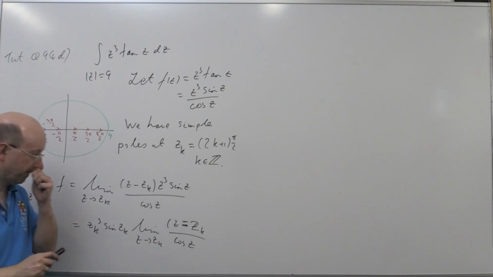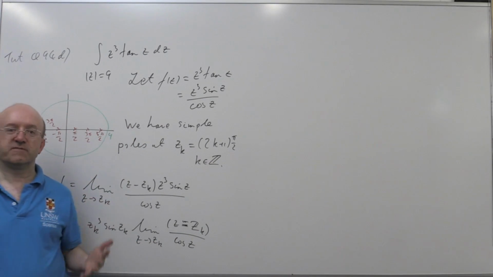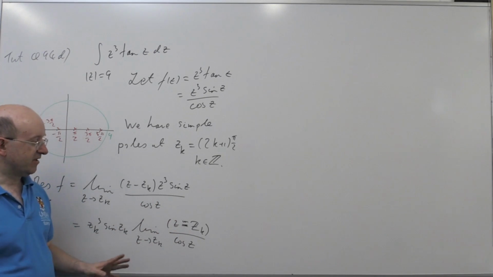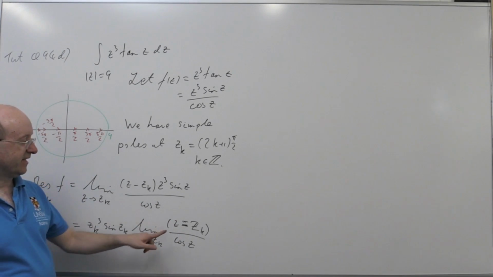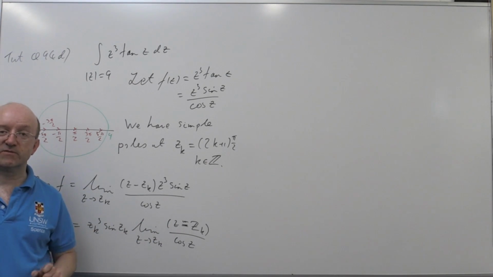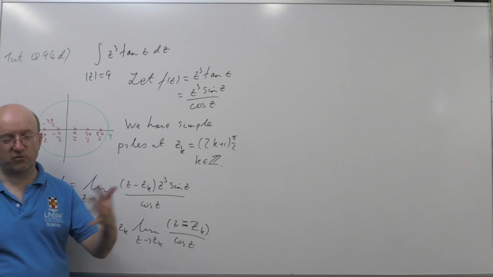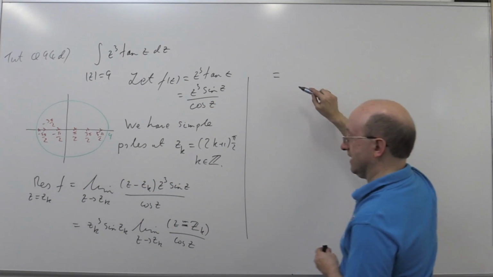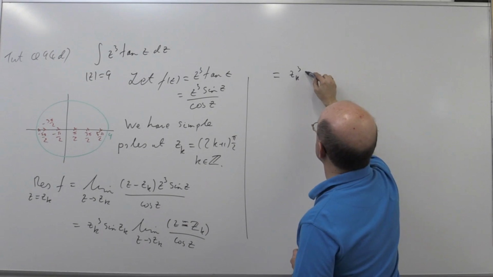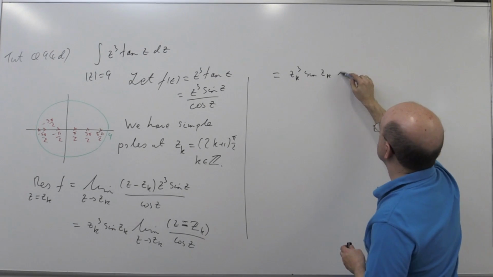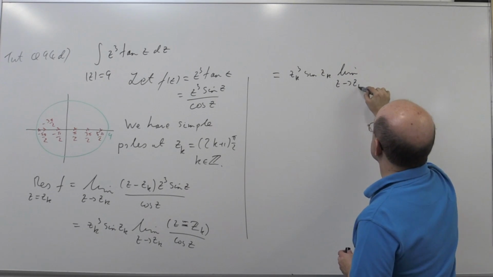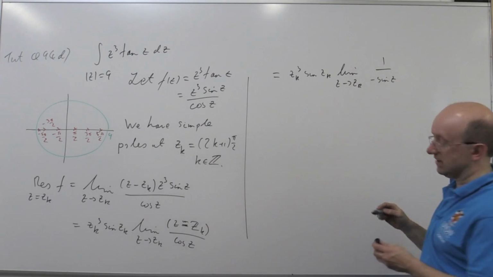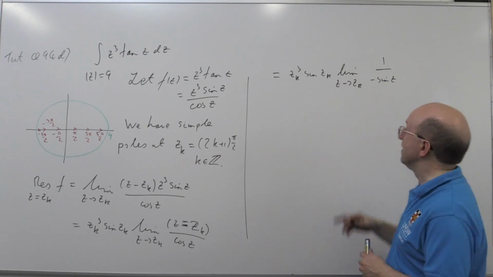Right? And that's now in the right sort of shape for a nice simple L'Hopital. 0 over 0, both top and bottom, numerator and denominator are analytic, so L'Hopital's rule applies, and it tells me I just need the derivative of that divided by the derivative of that, assuming that derivative exists, which we can easily see it does. So this thing here is zk cubed sine zk times the limit as z goes to zk of 1 over, well, the derivative of cos is minus sine z. Sine behaves properly at this point.